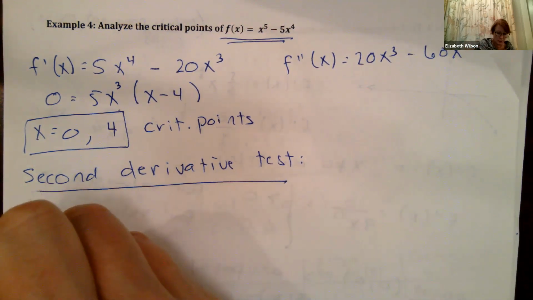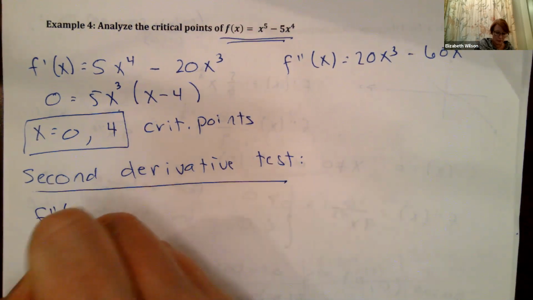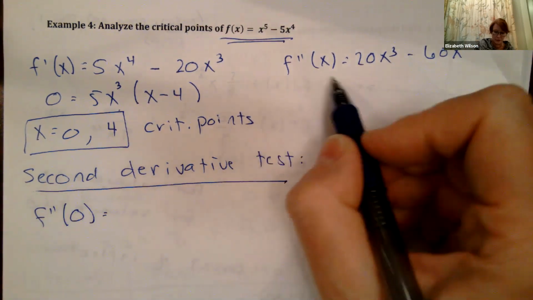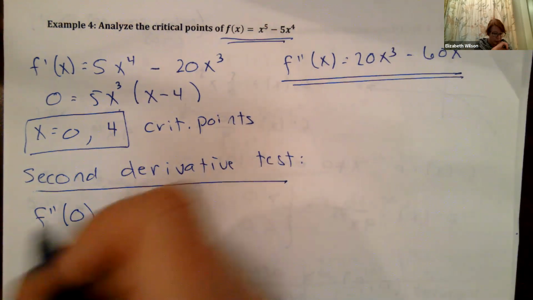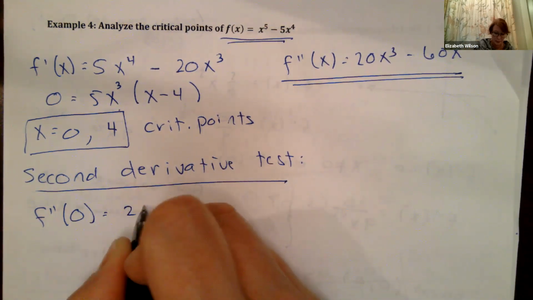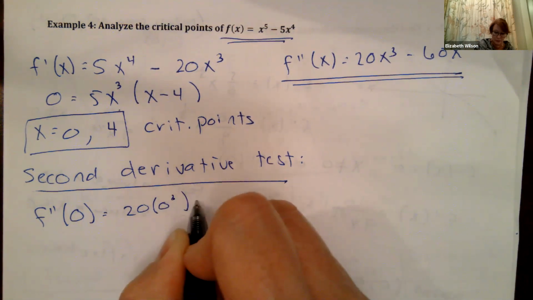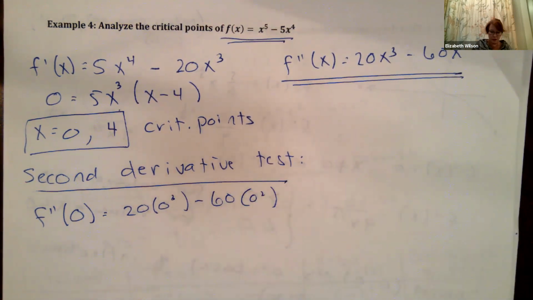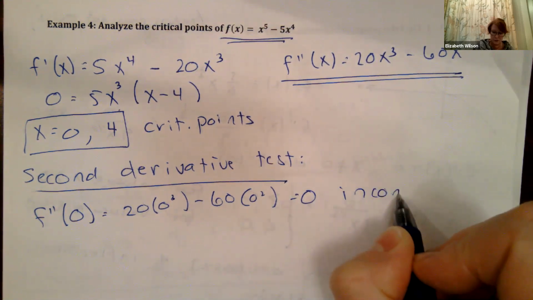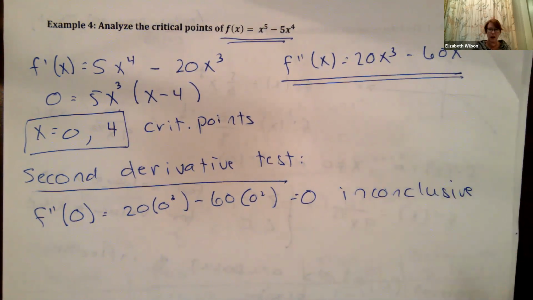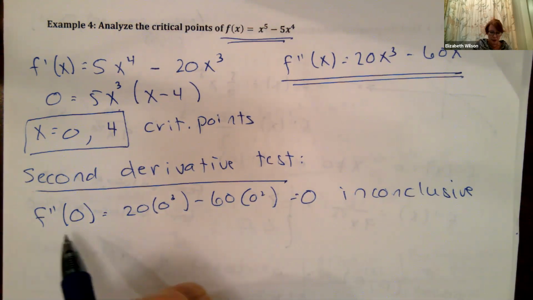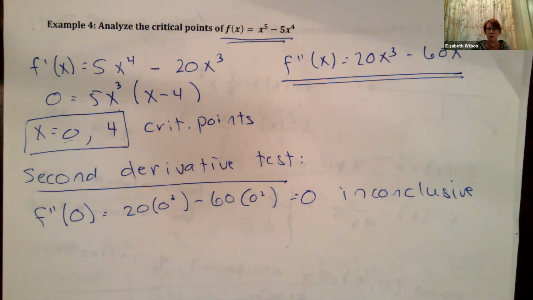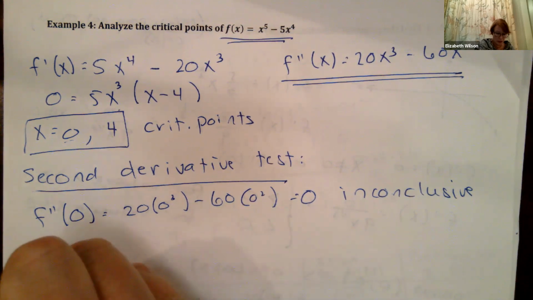Okay, so my second derivative evaluated at my first critical point. So I take my second derivative here, and I plug in 0 everywhere I see an x, which is going to give me a 0. So this is inconclusive. If it was positive or negative, I could tell something, but if it was 0, it was inconclusive. So I'm going to have to come back to this critical point and do another test on it. I'll do that test in a minute. But let's check our other critical point.